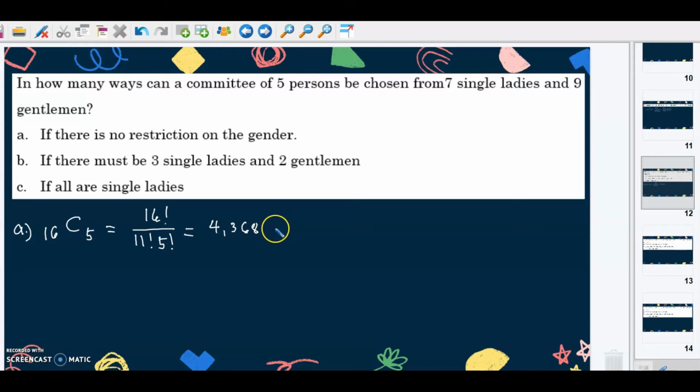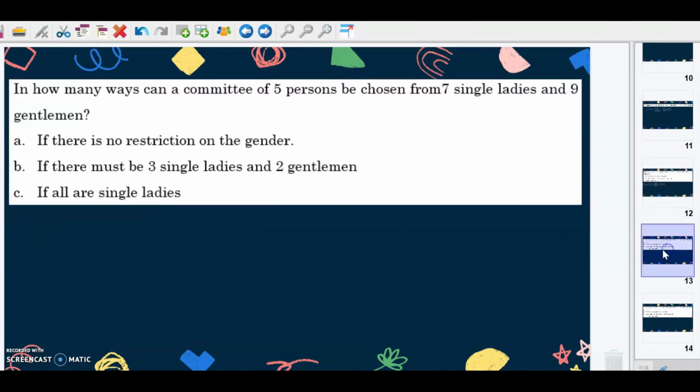So let us now consider the next item, which is letter B. If there must be 3 single ladies and 2 gentlemen. Okay? So we still have the same problem wherein we need to find the number of ways we can form a committee of 5 persons from 7 single ladies and 9 gentlemen. But in this case, for letter B, there must be 3 single ladies and 2 gentlemen.